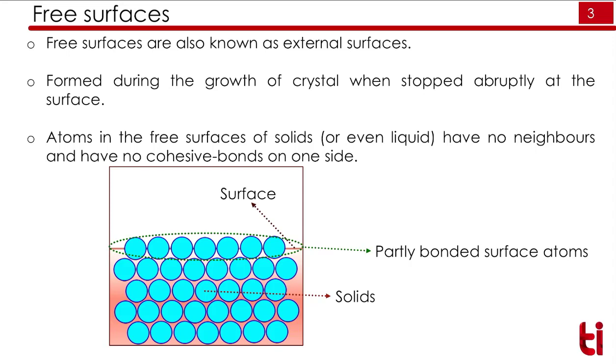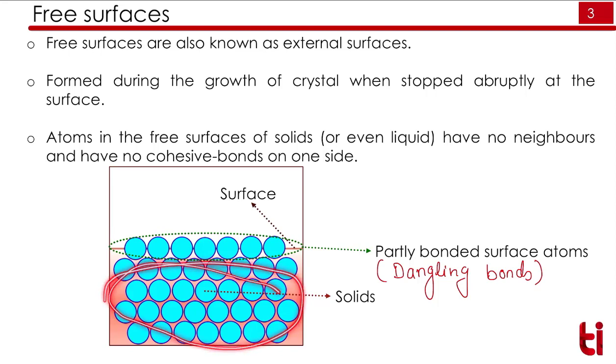So you can see here, this is the top surface of a material. Here we have the surface. Here we have broken bonds. These partially bonded or partially broken bonds we call dangling bonds. This is the interior of the crystal.